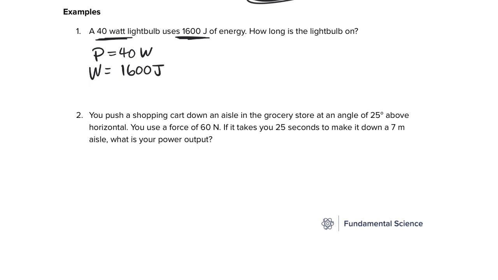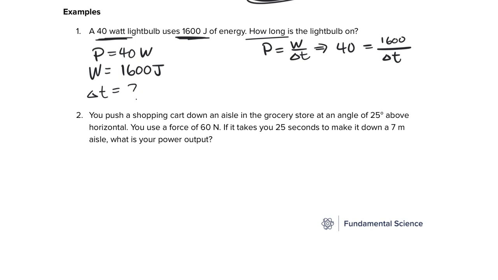And the question is, how long is the light bulb on? That's a delta T that we're looking for. We're just going to use our equation for today. Power equals work divided by delta T. And we will plug stuff into that. The power is 40. The work is 1600 joules. And we are looking for delta T.